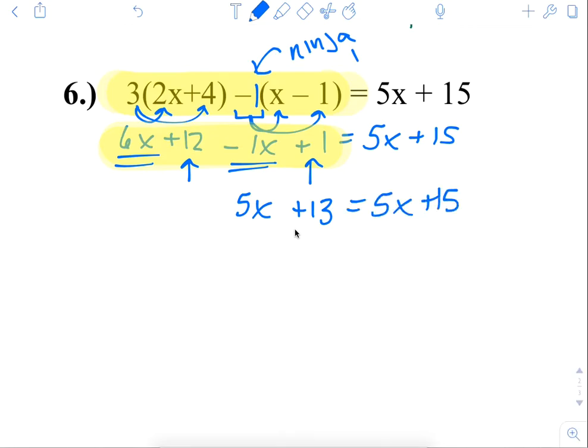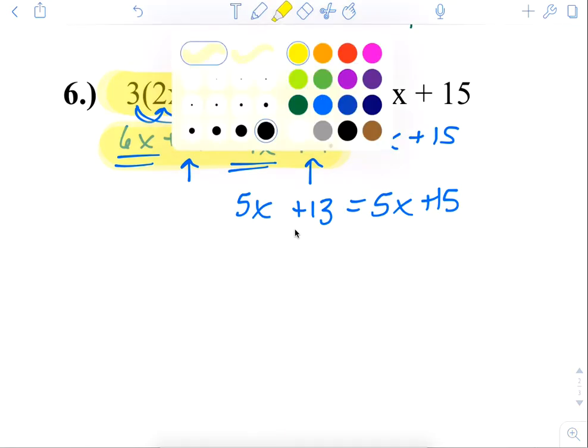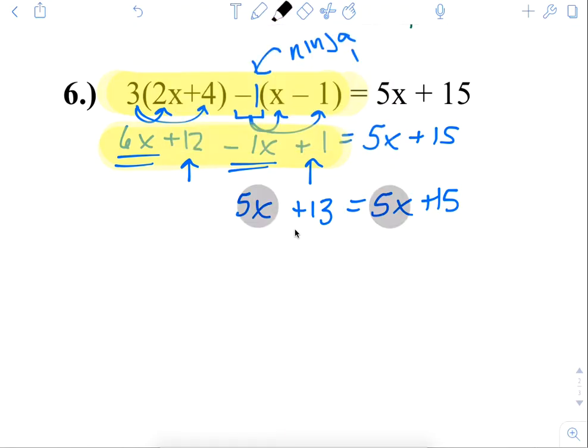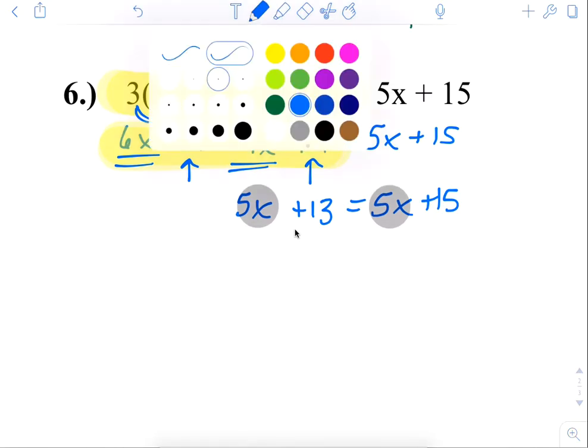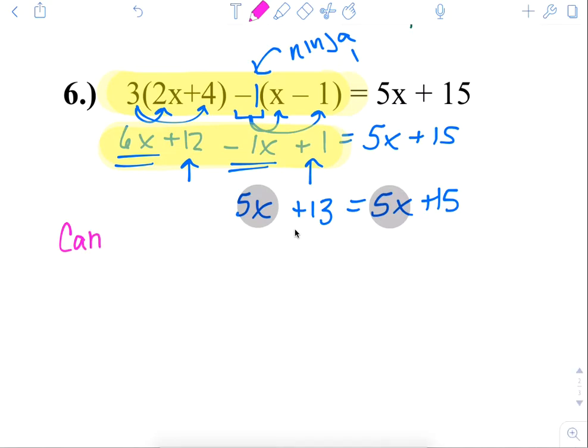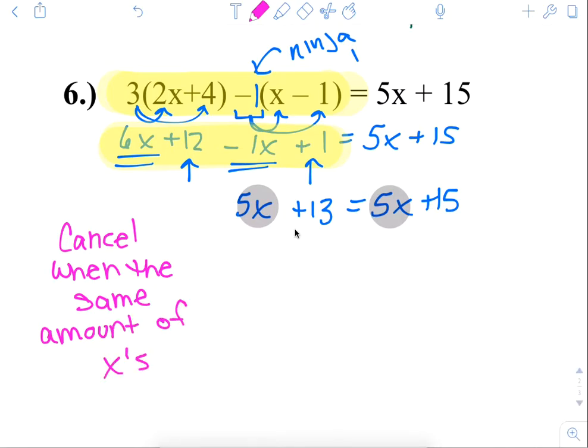All right, for our next step, that is where we ask ourselves, does one side have more variables? No, they're exactly the same. So if I try and cancel them out, sorry, let me write this. Cancel when the same. I'm going to do minus 5x minus 5x. And it's going to go rush, boom, they're gone.